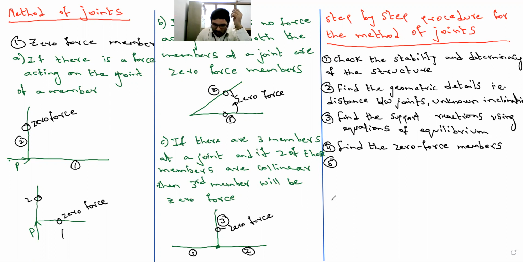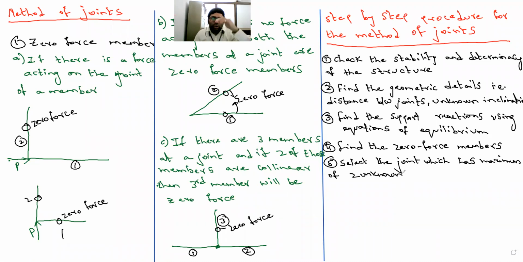Now, next is an important one. Select the joint which has a maximum of two unknowns. There will be so many joints in a truss, so we need to choose that joint which has a maximum of two unknowns. What do we mean by that? It means two members are not known.